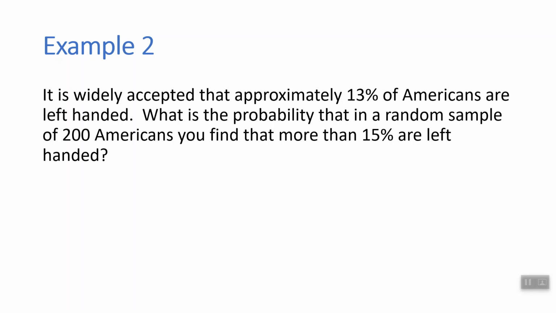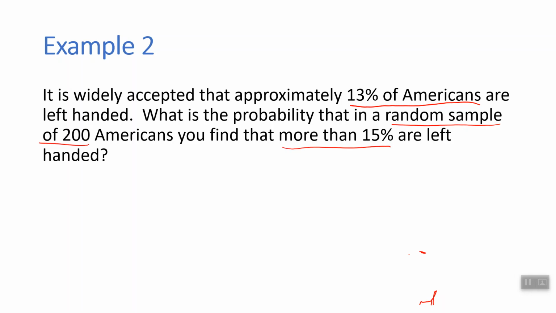So there's quite a lot to sift through here, and I like to identify all the key parts of this problem. As I read, I see this fact that 13% of Americans are left-handed. Keep on reading. It says, what is the probability in a random sample of 200? It's another fact. And finally, keep reading. What's the probability that more than 15% are left-handed?